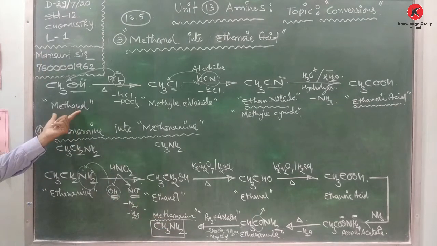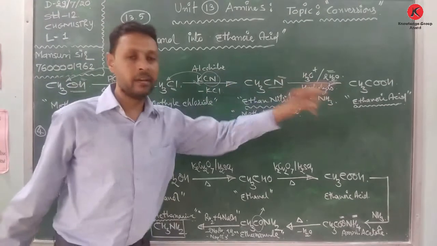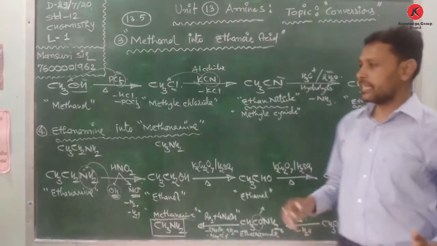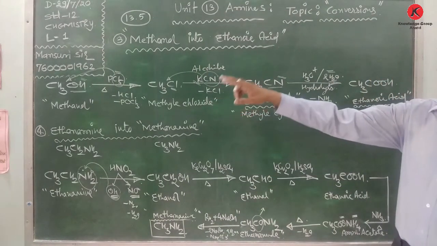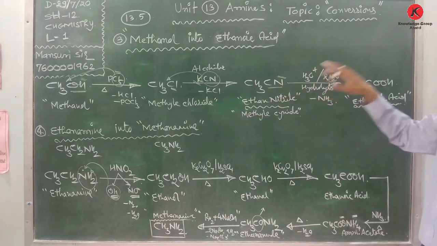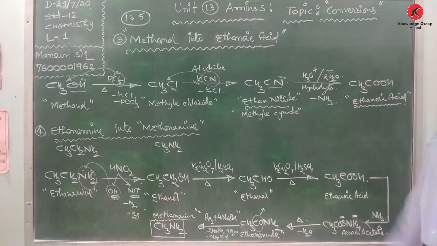Here if methanol is given and acetic acid, one carbon is increased, that is why methanol is converted into methyl chloride, thereafter methyl cyanide, and thereafter by hydrolysis you can obtain ethanoic acid. Okay.